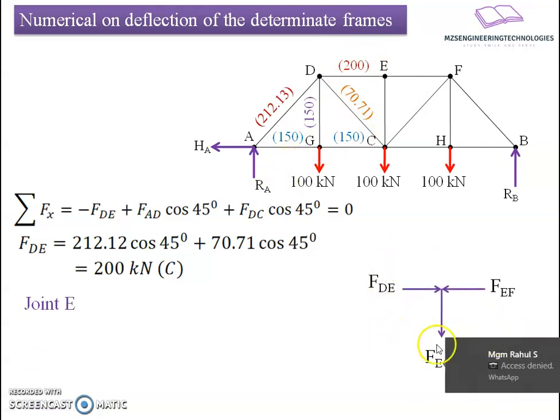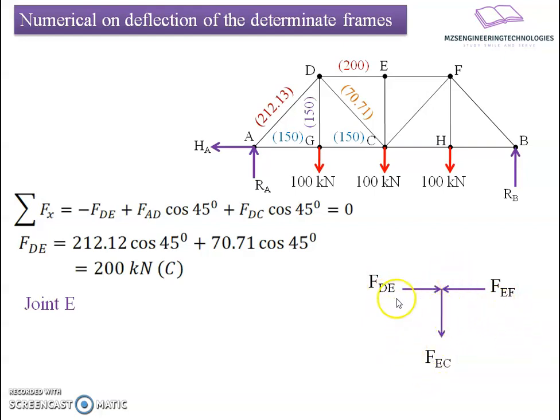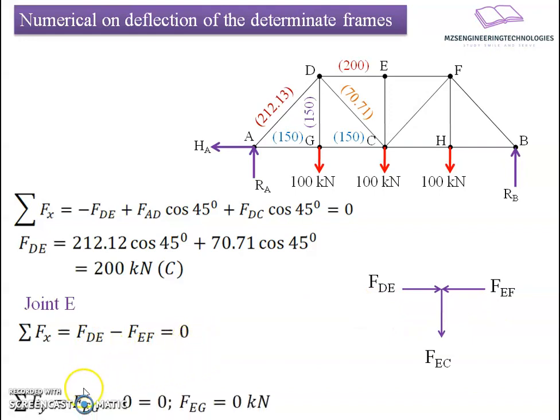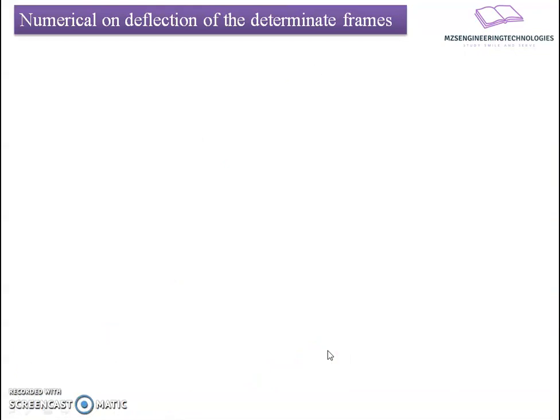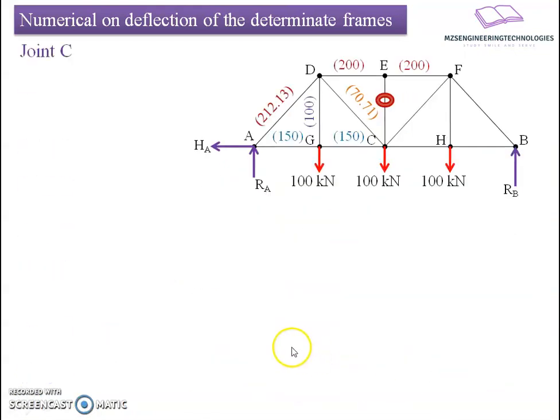If I take the free body diagram of joint E, FDE, FEF and FEG are the three forces, of which FEF and FEG are not known to us. So I will apply a summation of forces in the horizontal direction. We get a relation here: FDE minus FEF equals 0. So FEF is equal to FDE, which we know as 200 kilonewton compressive in nature, whereas there is no vertical force to balance, so this component will yield a 0 value if I take summation of forces in the vertical direction. I will put this value on the picture here for ready reference, and I will move towards the next joint, that is joint C.